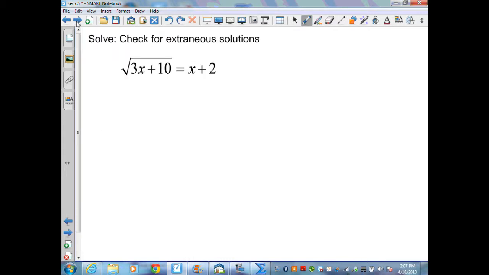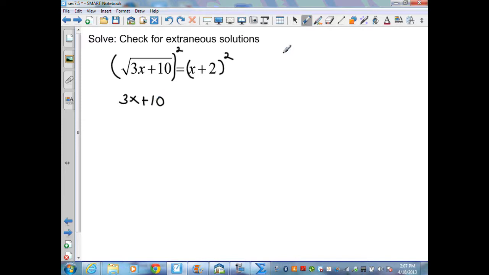My next example, I want to determine the solution for this equation and determine if any of them are extraneous solutions. Again, I'm going to get my fractional exponent to be 1. This is a square root, therefore my fractional exponent would be a half. So I'm going to square both sides, or take it to the second power on both sides. When I do that, that's going to give me 3x plus 10 on the left.